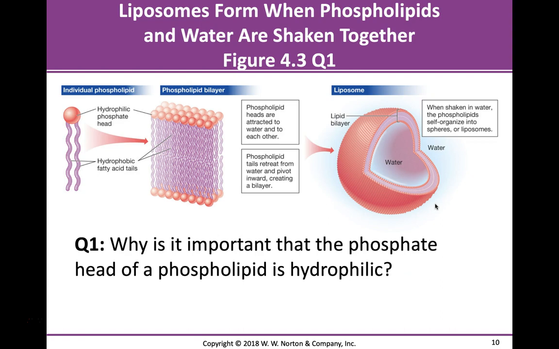Why is it important that the phosphate head of a phospholipid is hydrophilic? So it's asking you basically, why is it important that the phosphate group, so this group right here, which is the head of the phospholipid, is hydrophilic? You see, one part of the membrane has to face water. So if this is polar, that's the only way this can face water. That's why it's important to have one side which is hydrophilic, the other side which is hydrophobic. That's what is going to give you a wall-like structure, a membrane.